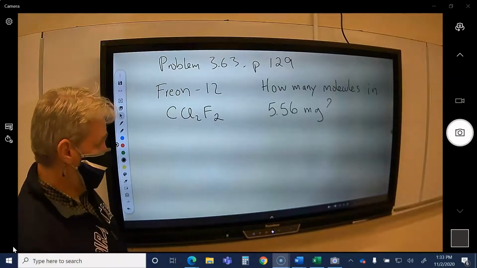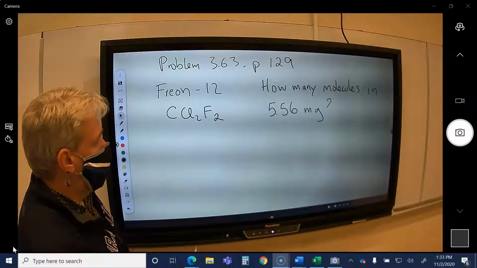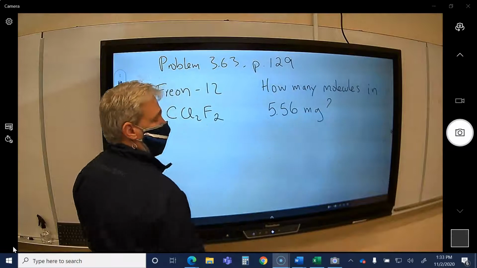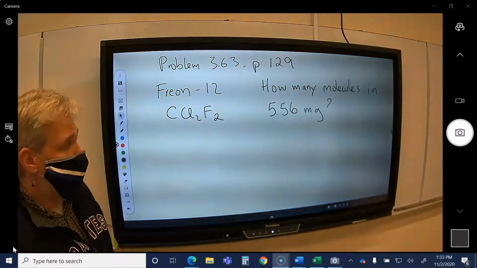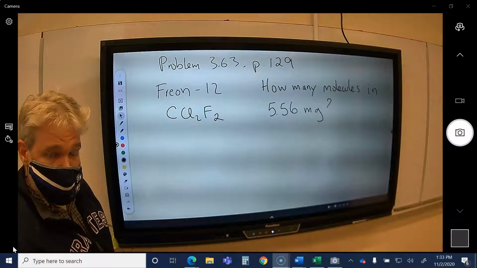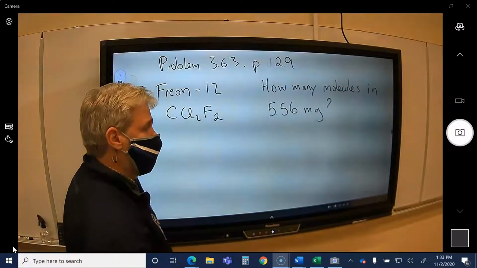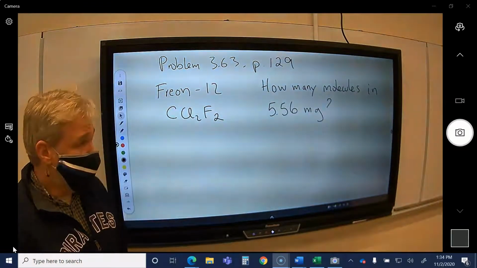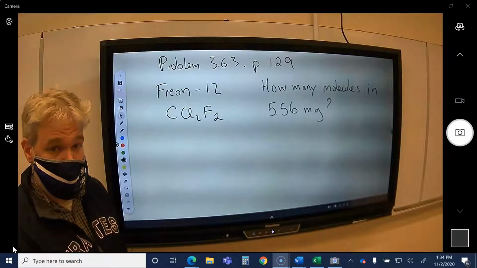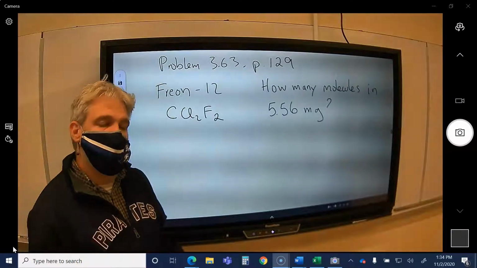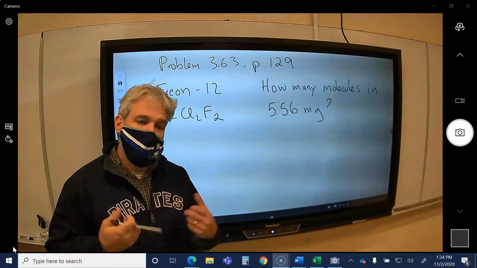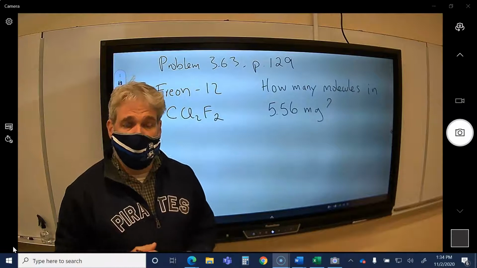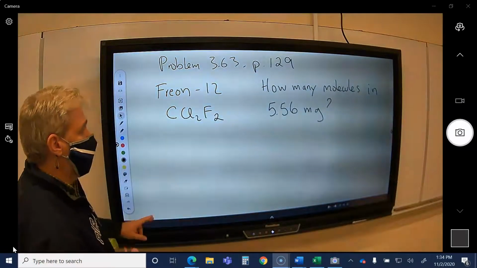All right, so how many molecules of Freon 12 are in a certain mass, in this case 5.56 milligrams of the compound? In order to do this, we are first going to need to calculate how many moles of Freon 12 5.56 milligrams represents. And then once we know how many moles it is, we can use the constant of proportionality between moles and countable things, namely Avogadro's number, to calculate the final answer to this question. So we're going to do it in a couple of steps.